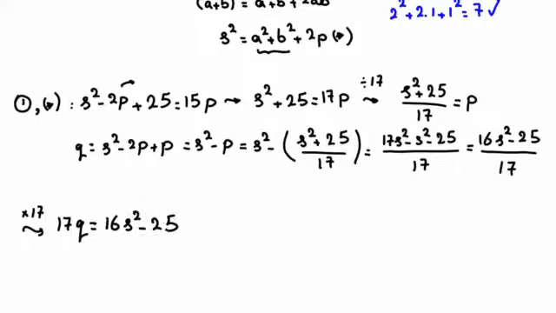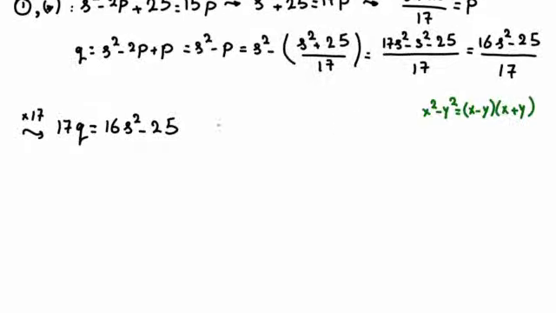We have a famous identity that says, for example, x squared minus y squared equals (x minus y)(x plus y). You should memorize this. Also, we have some other basic identities for factorizing. So here 16s squared is (4s) squared, and 25 is 5 squared. So it will be (4s minus 5) times (4s plus 5).